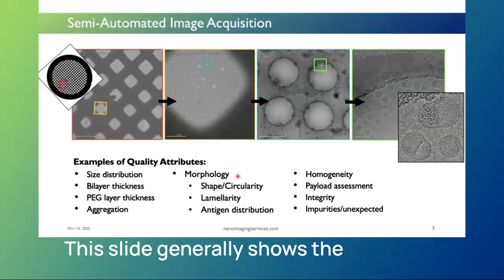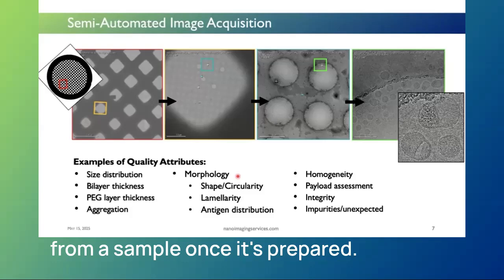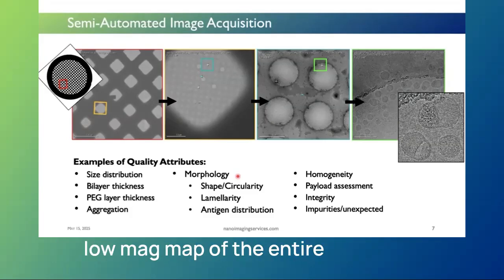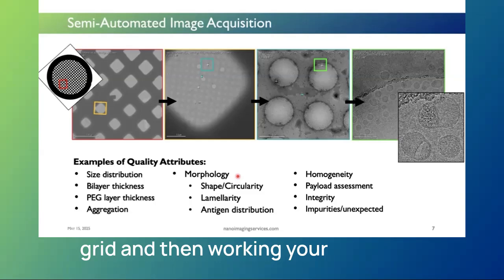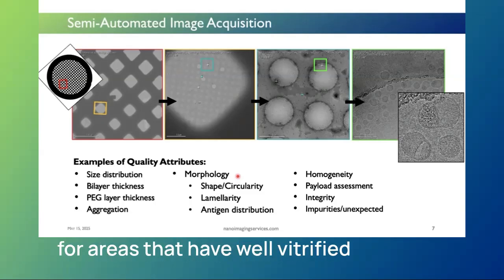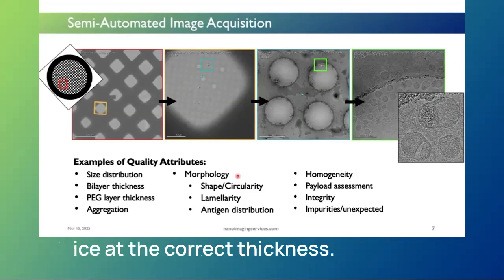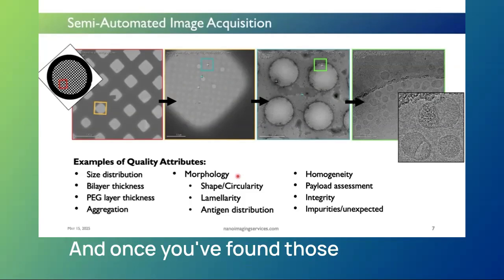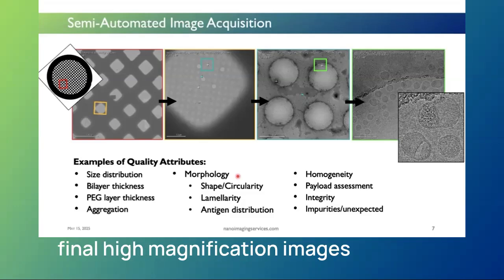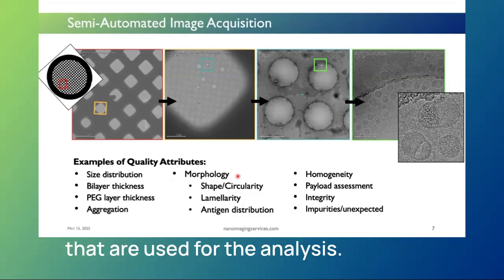This slide generally shows the process of how we acquire data from a sample once it's prepared. You start by taking a very low mag map of the entire grid and then working your way up to higher and higher magnifications while selecting for areas that have well vitrified ice at the correct thickness. And once you've found those areas, then you collect the final high magnification images that are used for the analysis.